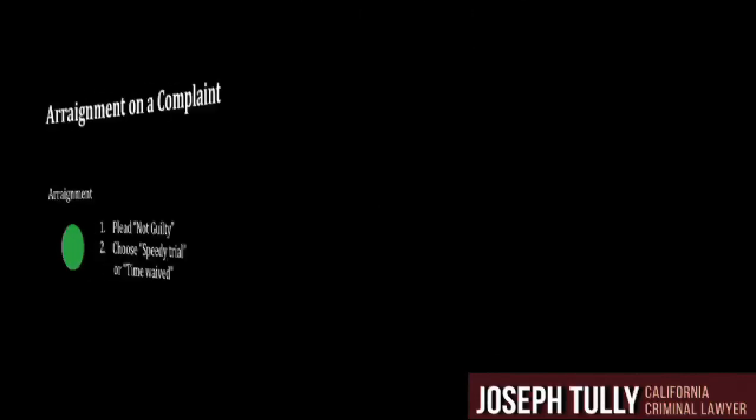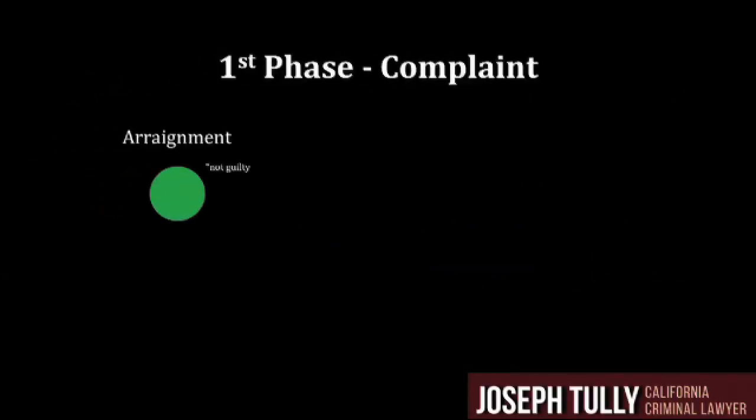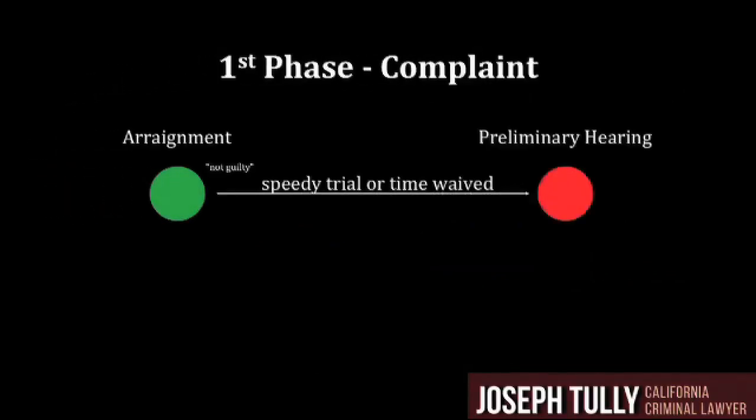So at arraignment, even though most people are very nervous about it, the only two choices that you really have to decide on that day are, number one, you plead not guilty, and number two, you choose speedy trial or not a speedy trial, which is called a time-waived trial. Now, the ending of the first phase, the complaint phase of a felony case, is the preliminary hearing. So phase 1 starts with an arraignment and it ends with a preliminary hearing.